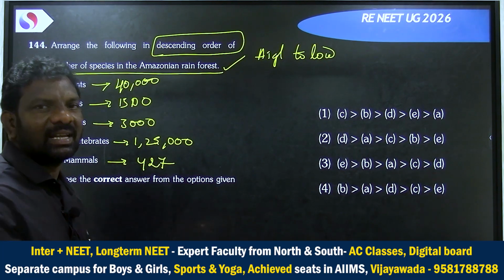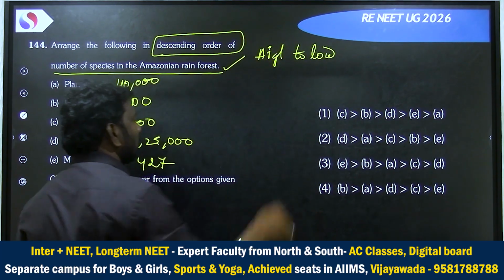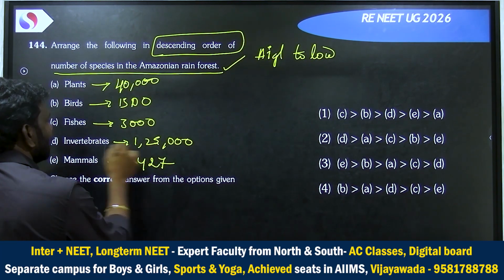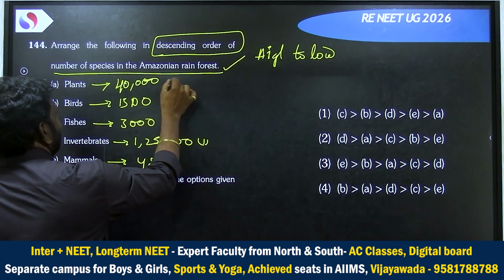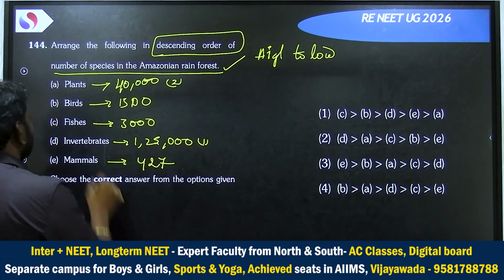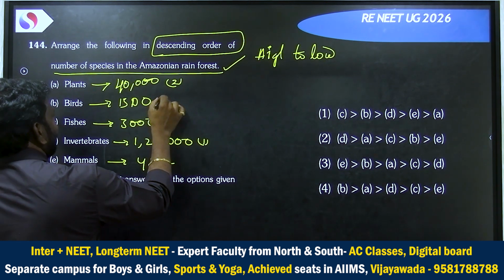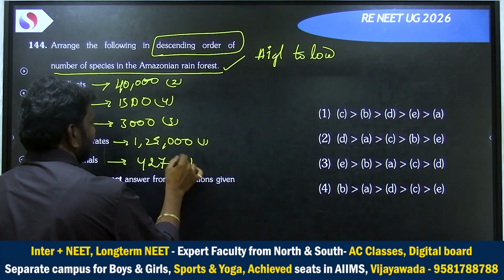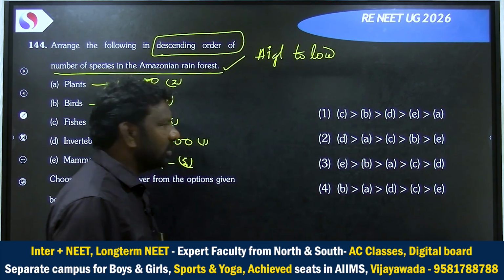Simply, we arrange from high to low. The first one is the highest, so D is the first one. Then after the highest number, A is the second one. Third is C. Fourth is B. And the last one, mammals, is the fifth one. Just check the arrangement given in the options.